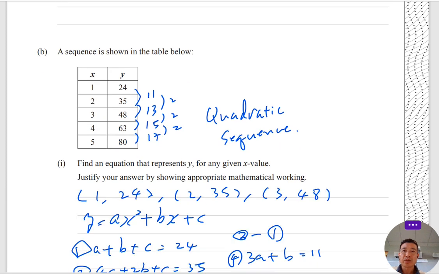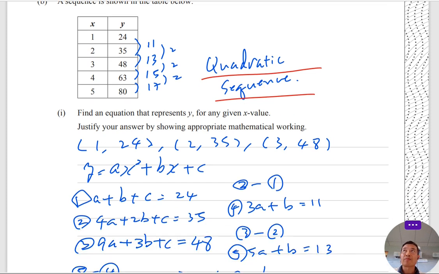All right, question B. A sequence is shown below. So when you see this, the first thing you have to see is the difference. So 11, 13, 15, 17. And then the difference of this difference is 2. So that's called a quadratic sequence. So this has a quadratic pattern in it. So that means you have to form this quadratic equation to answer this question 1. Find an equation that represents y for any given x value.